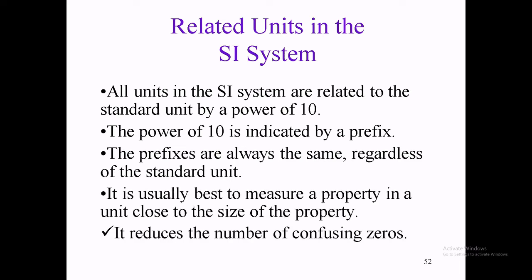It is usually best to measure a property in a unit close to the size of the property. This reduces the number of confusing zeros. If you use a really big unit to describe something really small, you're going to wind up with a really small number, and that's usually not desirable. You want to find a unit that is close to the value that you're trying to measure.